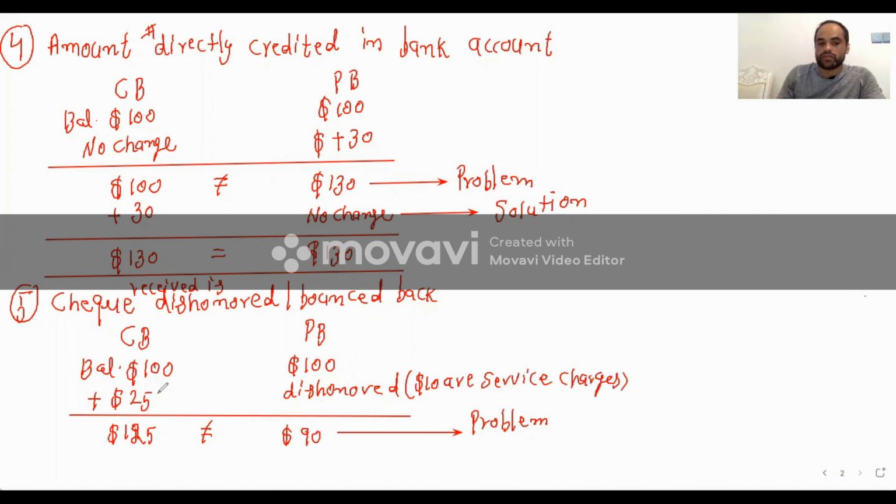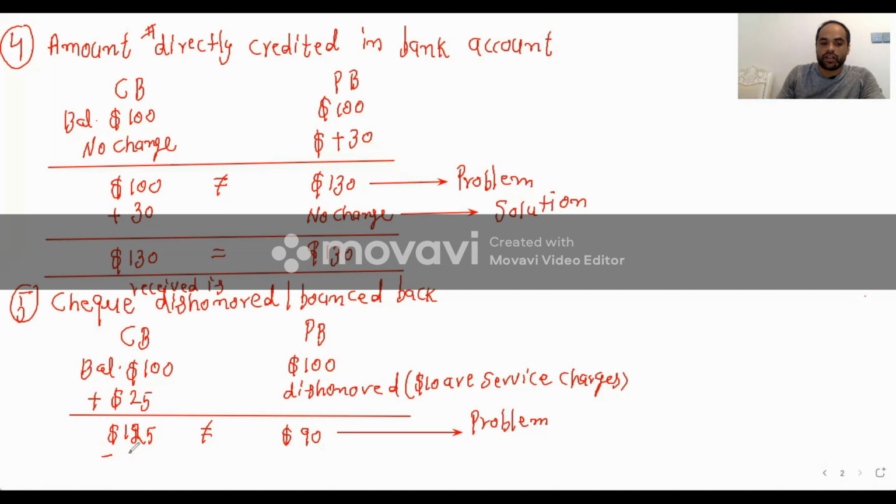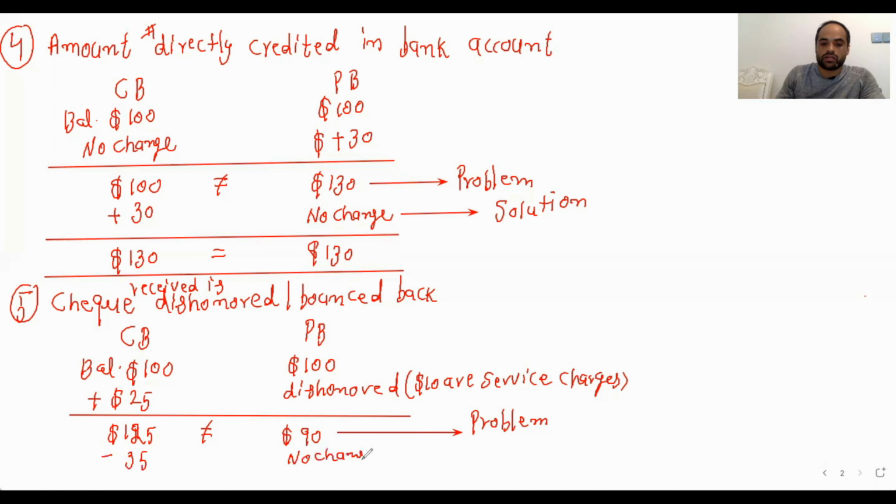Now, what do you have to do? You also reduce $25, which is the value of the check, plus $10. So it's going to be like your cash book will be credited by $35. So obviously here, no change. So this is the solution of the problem.